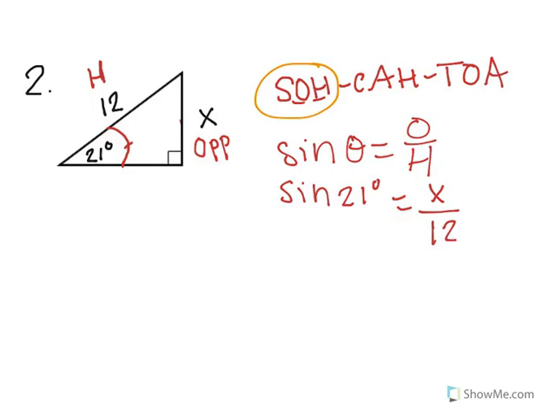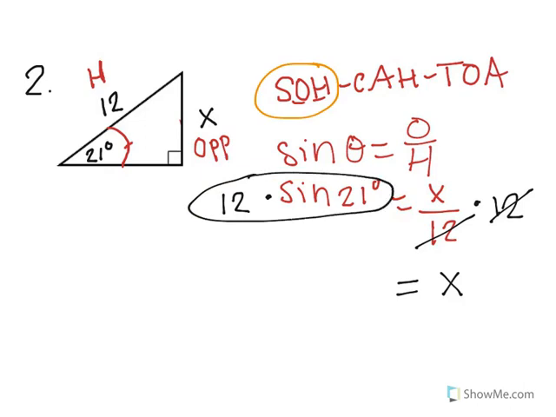To solve for x, like before, we multiply by the bottom. The bottom is 12. Multiply both sides. What I do to one side of the equation, I have to do to the other. So here, my 12's cancel. So x equals, and then just put this in your calculator and you'll have your answer.